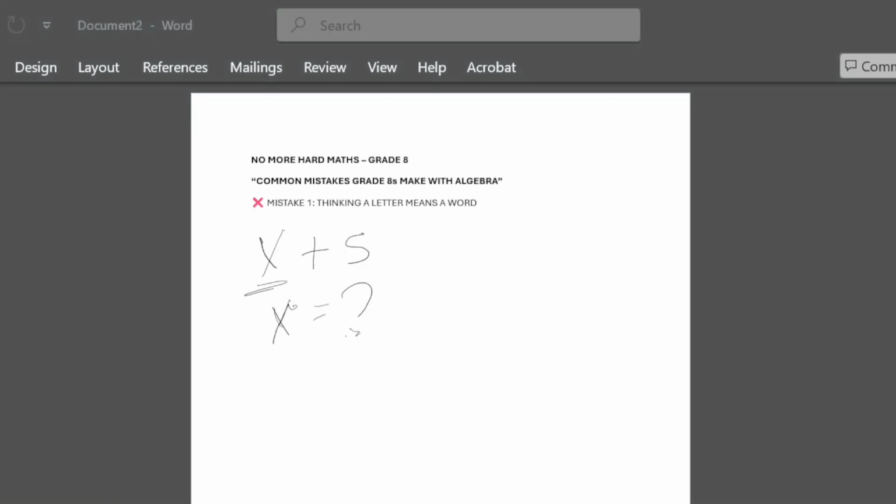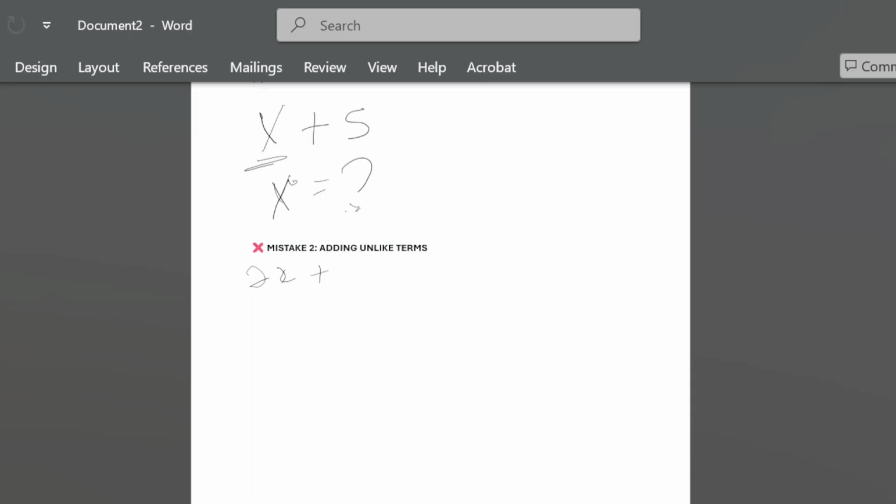Mistake number two is adding unlike terms. So we have 2x plus 3, and learners will add these two and say 5x. This is wrong. Another big mistake is adding unlike terms. You cannot add 2x and 3 because one has a letter and the other does not. Only like terms can be added. So when we write this, we will have it as just 2x plus 3, and it cannot be simplified further because these are unlike terms.